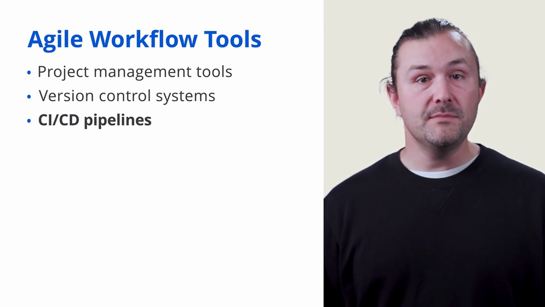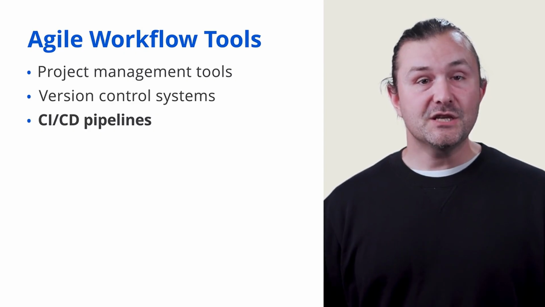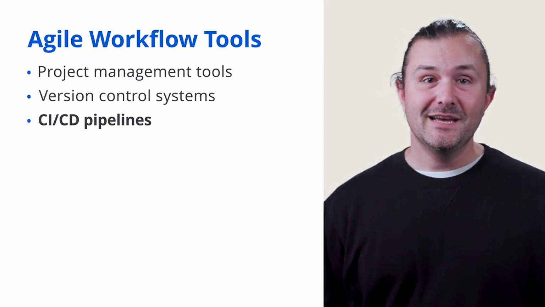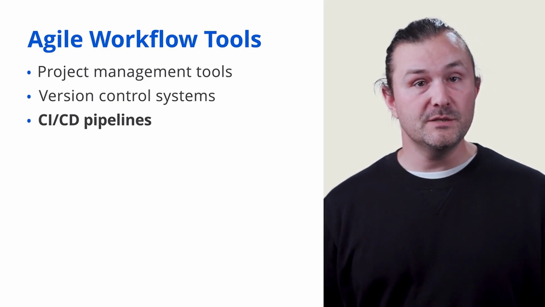This means that new code can be continuously checked and delivered without manual effort, reducing the chances of errors and speeding up the release process. Tools like Jenkins, CircleCI, and GitLab CI are popular for setting up these pipelines.